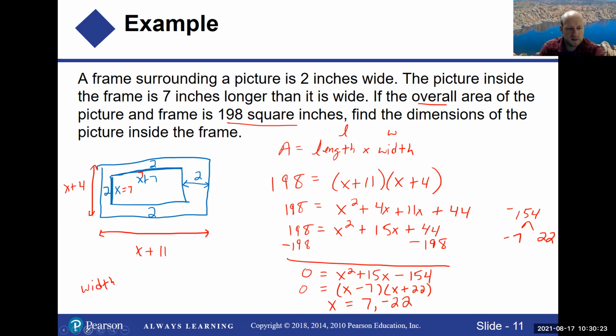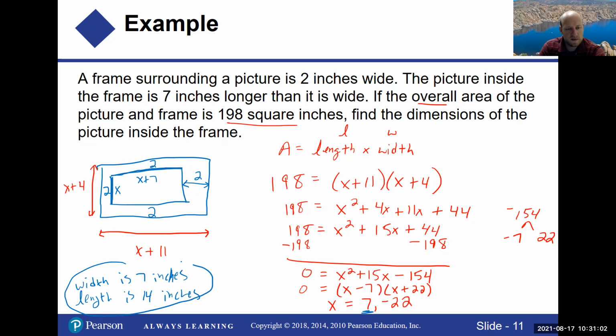I'm actually going to erase this 7 and change it back to blue. So the width here is 7 because we found that with our X value. And then what's the length? It's 7 plus 7, so the length is 14 inches.